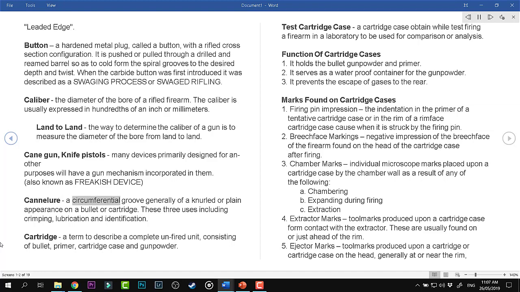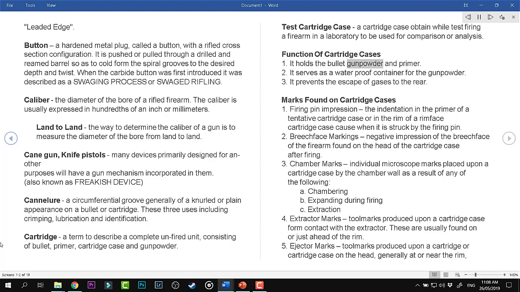Cannelure, a circumferential groove generally of a knurled or plain appearance on a bullet or cartridge. These have three uses, including crimping, lubrication and identification. Cartridge, a term to describe a complete unfired unit, consisting of bullet, primer, cartridge case, and gunpowder. Test cartridge case, a cartridge case obtained while test firing a firearm in a laboratory to be used for comparison or analysis. Function of cartridge cases.